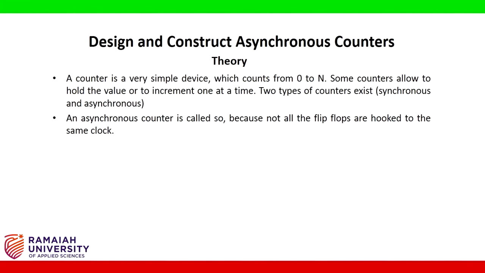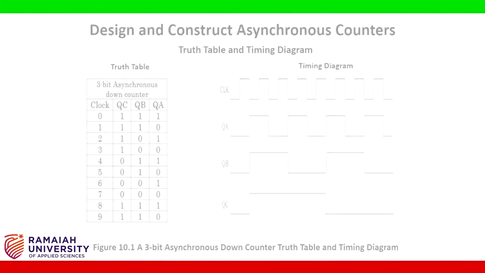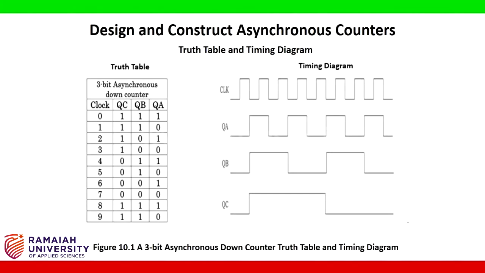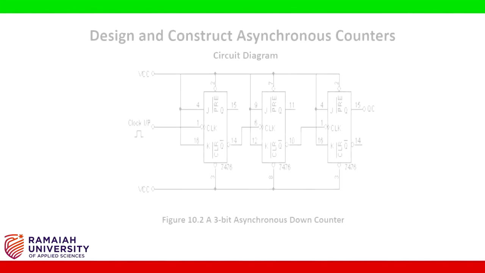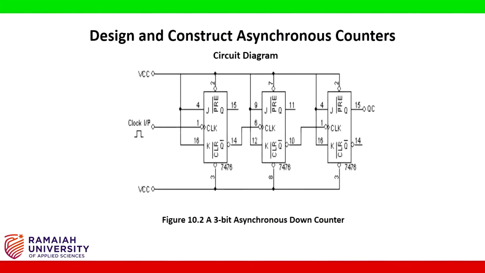Two types of counters exist, synchronous and asynchronous. An asynchronous counter is called so because not all the flip-flops are hooked to the same clock. A 3-bit asynchronous down counter, truth table and timing diagram are as shown. The 3-bit asynchronous down counter logic diagram is as shown.